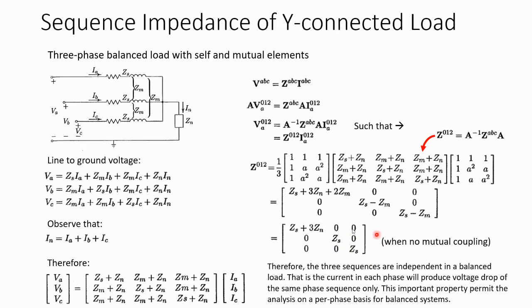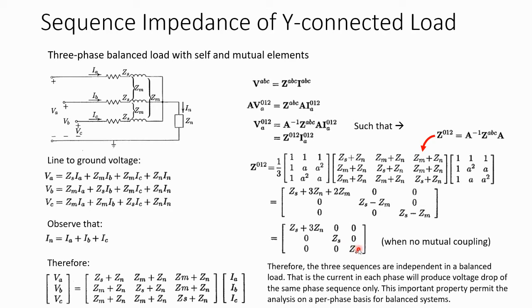And this is something very important. This actually tells us that the impedances of the zero, positive, and negative sequence are independent of each other. Because they are independent of each other, we can say that the current in each phase sequence will produce a voltage drop of the same phase sequence only. And more importantly, because the impedance of each sequence is independent of each other, this allows us to perform our per phase analysis in each sequence without having them affecting each other.